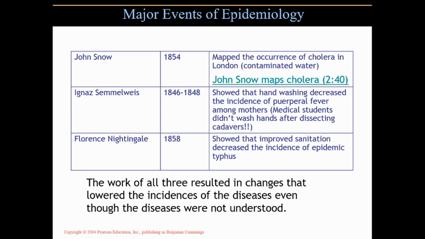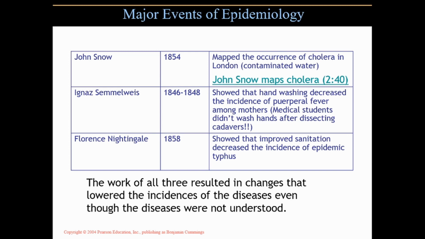Florence Nightingale, 1858, showed that improved sanitation decreased the incidence of epidemic typhus among British troops. This was during the Napoleonic Wars, and she compared two groups, those that maintained cleanliness and those that did not. And she showed that those who had cleanliness and good sanitation technique definitely had a decreased incidence of typhus among the British soldiers.